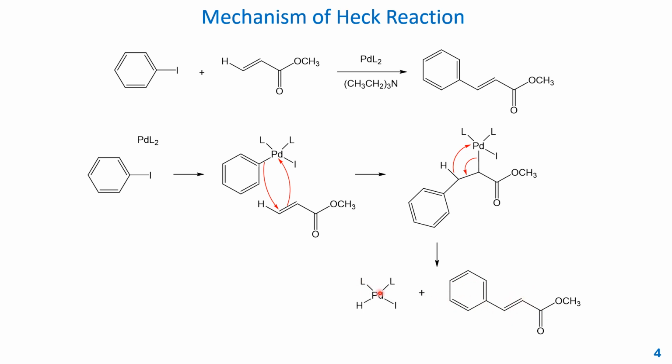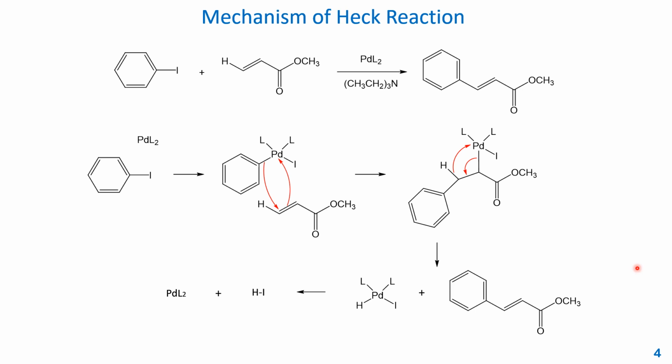Also, you will have the byproduct, which is this palladium complex. So next step, you need to regenerate the catalyst. And then the byproduct is hydrogen iodide. It's an acid, and this can be neutralized by the base. So this is the arrow pushing mechanism for this Heck reaction.